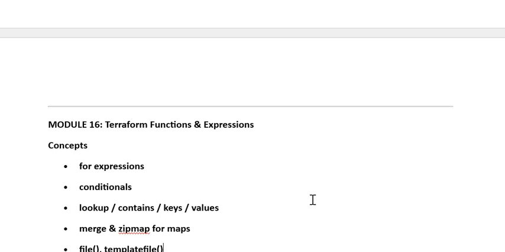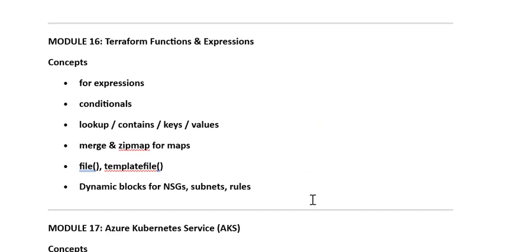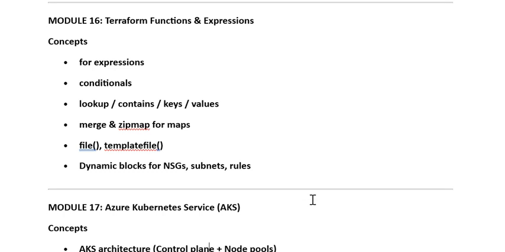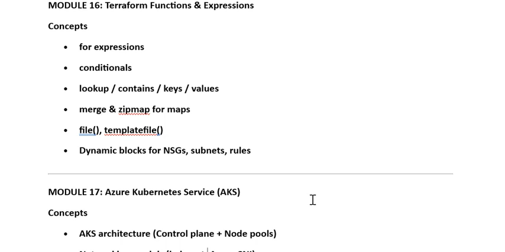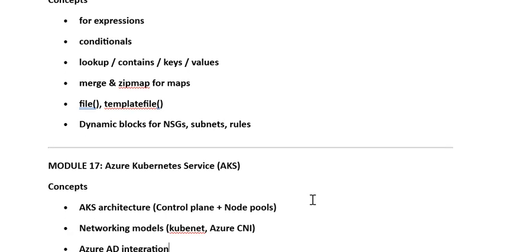And Terraform functions and expressions. We have some functions and expressions in Terraform, like the for expression, condition, lookup, contains, key values, merging and zipmap for the maps, files, templated files, and dynamic blocks for the NSG and subnet. That would be covered in the functions and expressions.